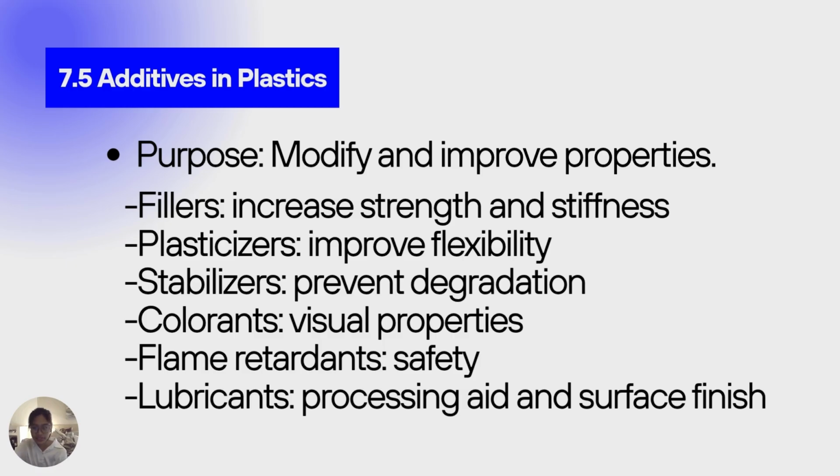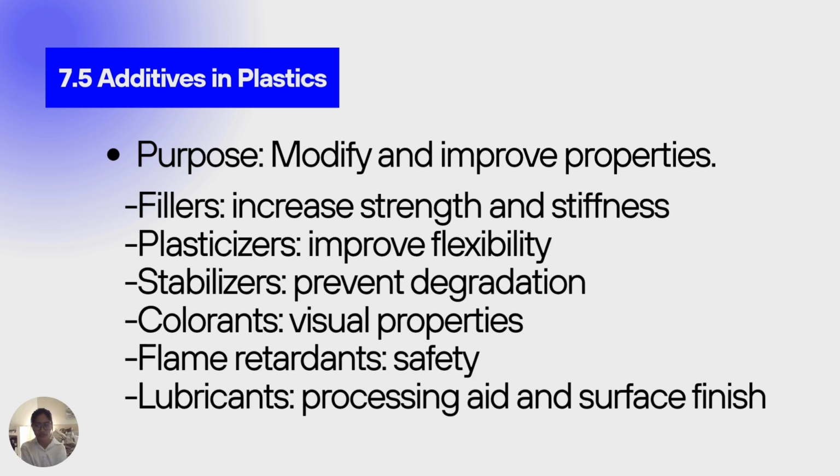Now let's discuss additives, which play a crucial role in tailoring polymer properties for specific applications. When polymers are produced, they are rarely used in their pure form. To improve performance, various additives are incorporated into the polymer matrix, either to enhance mechanical strength, durability, color, or processing behavior. Some of the main types of additives include fillers. They add materials like calcium carbonate, talc, or glass fibers to increase stiffness, reduce cost, and improve dimensional stability.